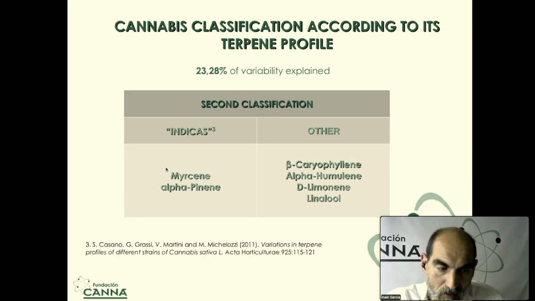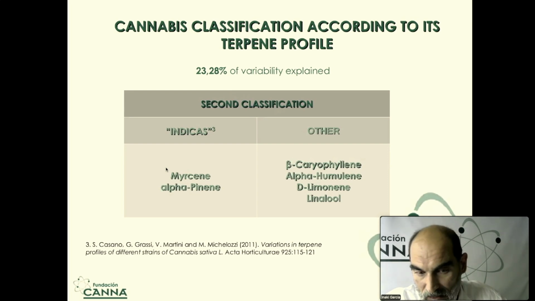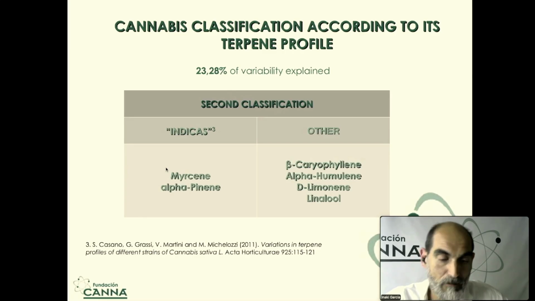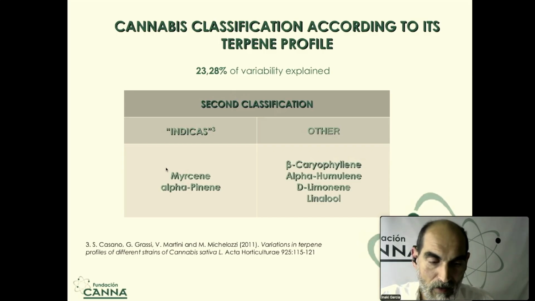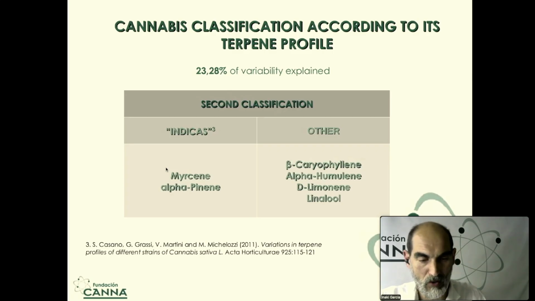In that case, we can classify the plants between plants where the most abundant terpene is myrcene, and the second one is alpha-pinene, and other plants that have as the predominant terpene, the highest quantity level, for example, beta-caryophyllene or alpha-humulene.